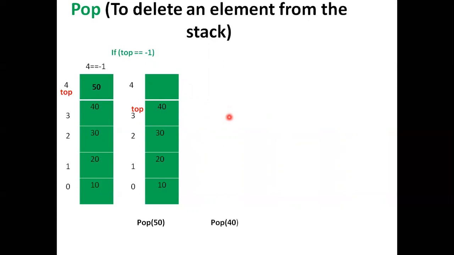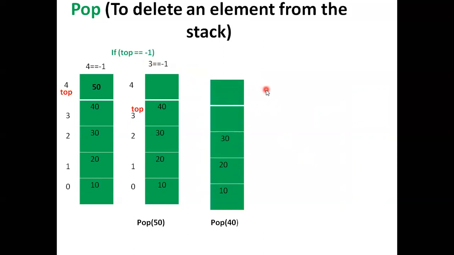How to delete? I can call the function pop 40. Check the condition: top is equal to minus 1. Top is here 3. 3 is equal to minus 1? Condition false. Again it goes to step 3. Now 40 is deleted and top is decremented by 1, that is, it goes from 3 to 2. Now top is indicating the second position, second index.